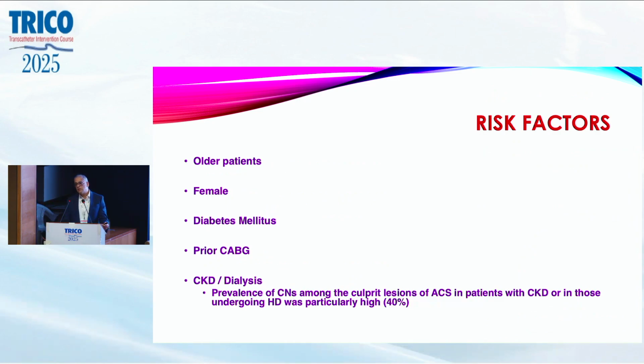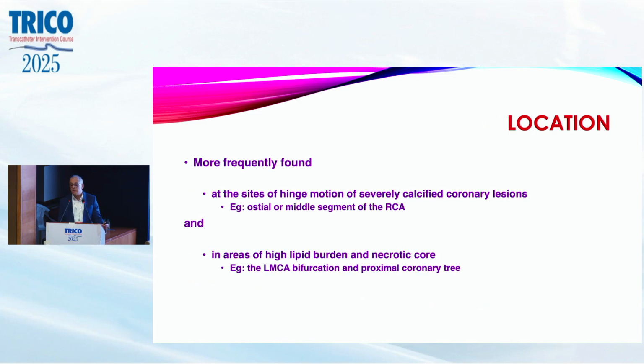Now, who are the patients who are likely to have a calcific nodule? Older patients, females, people who have diabetes, people who have had bypass surgeries in the past, as well as people who have chronic kidney disease or people who are on dialysis. It's particularly relevant to know that the presence of calcific nodules in culprit lesions in ACS patients has been reported to be as high as 40%. So these are the patients in whom you have to look for and expect calcific nodules.